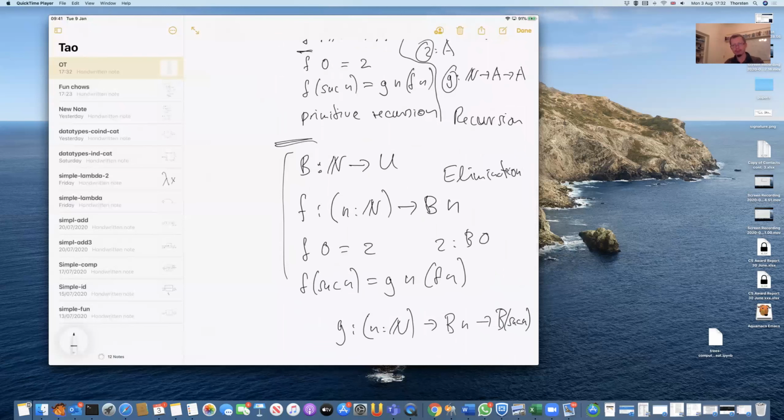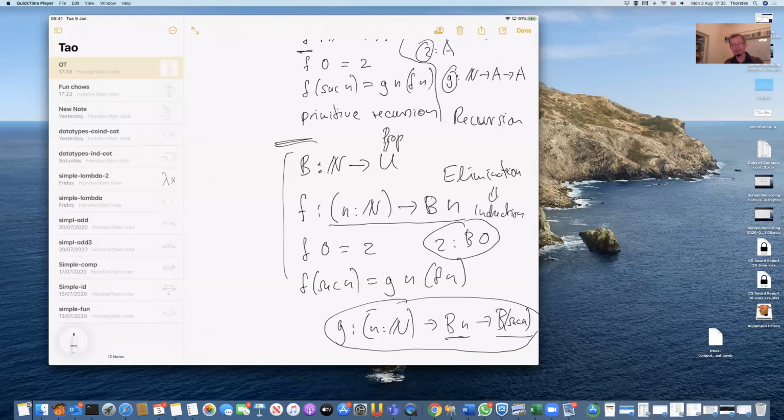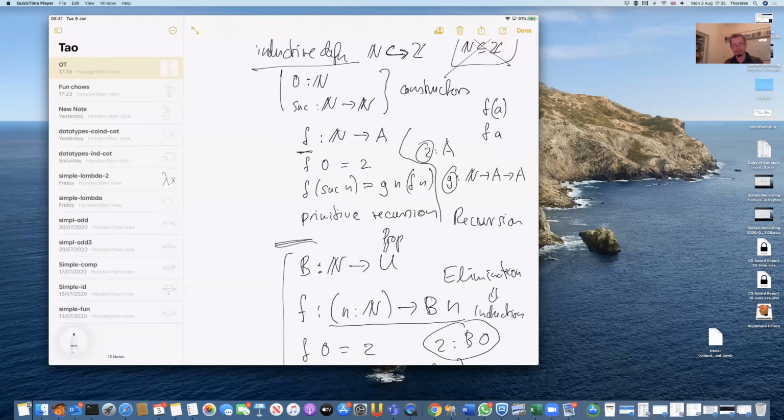By the way, if you look at the scheme, we can identify U with Prop. That's a bit cheating, but okay. B could be a predicate, and then the scheme I've written down is the scheme of induction. So Z is the proof of B of zero, and G is a proof that if B of N holds, then B of suc of N holds, and the function says B holds for all natural numbers. So using propositions as types, elimination implies induction. But it is more general because it gives us actually a function. So in particular, it already captures the scheme of primitive recursion.